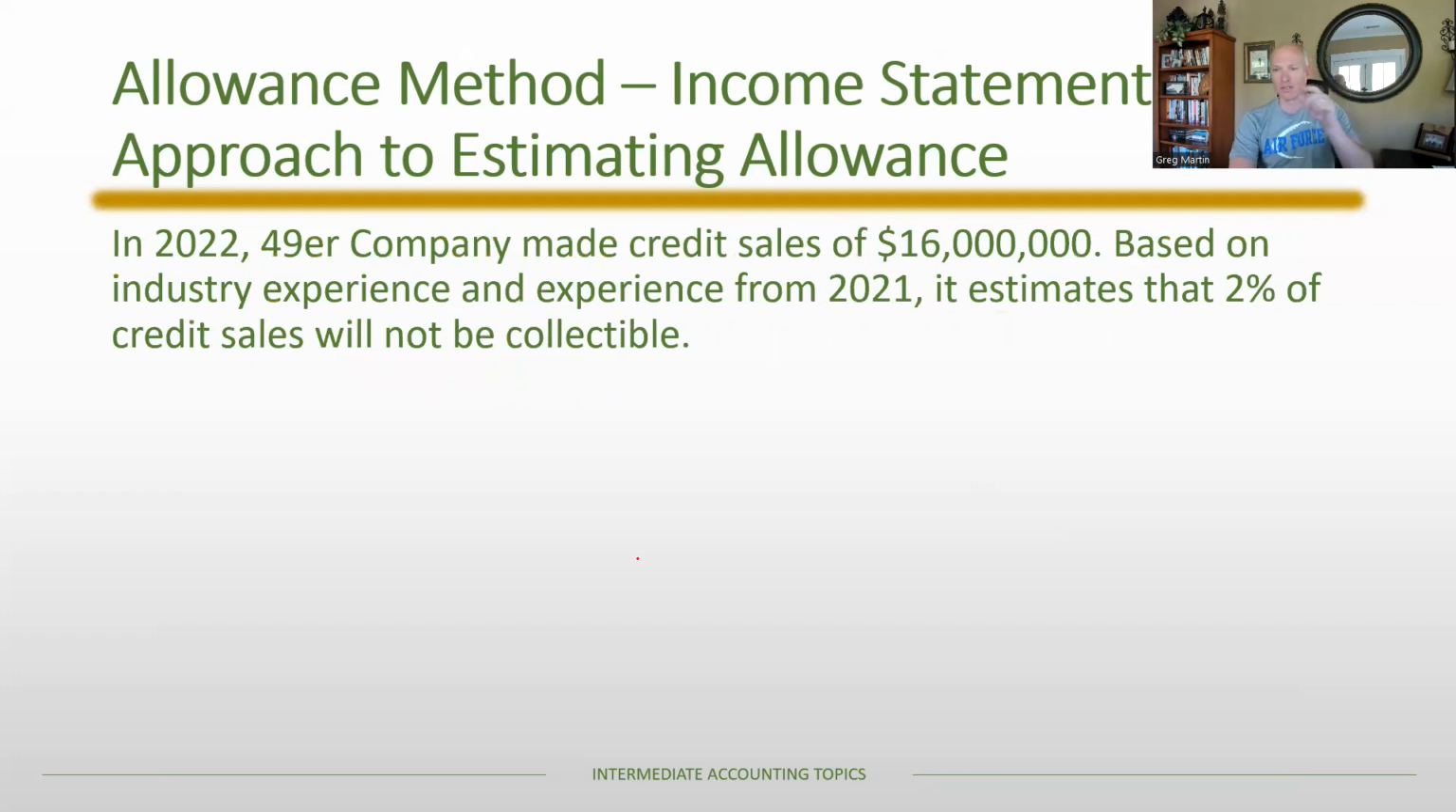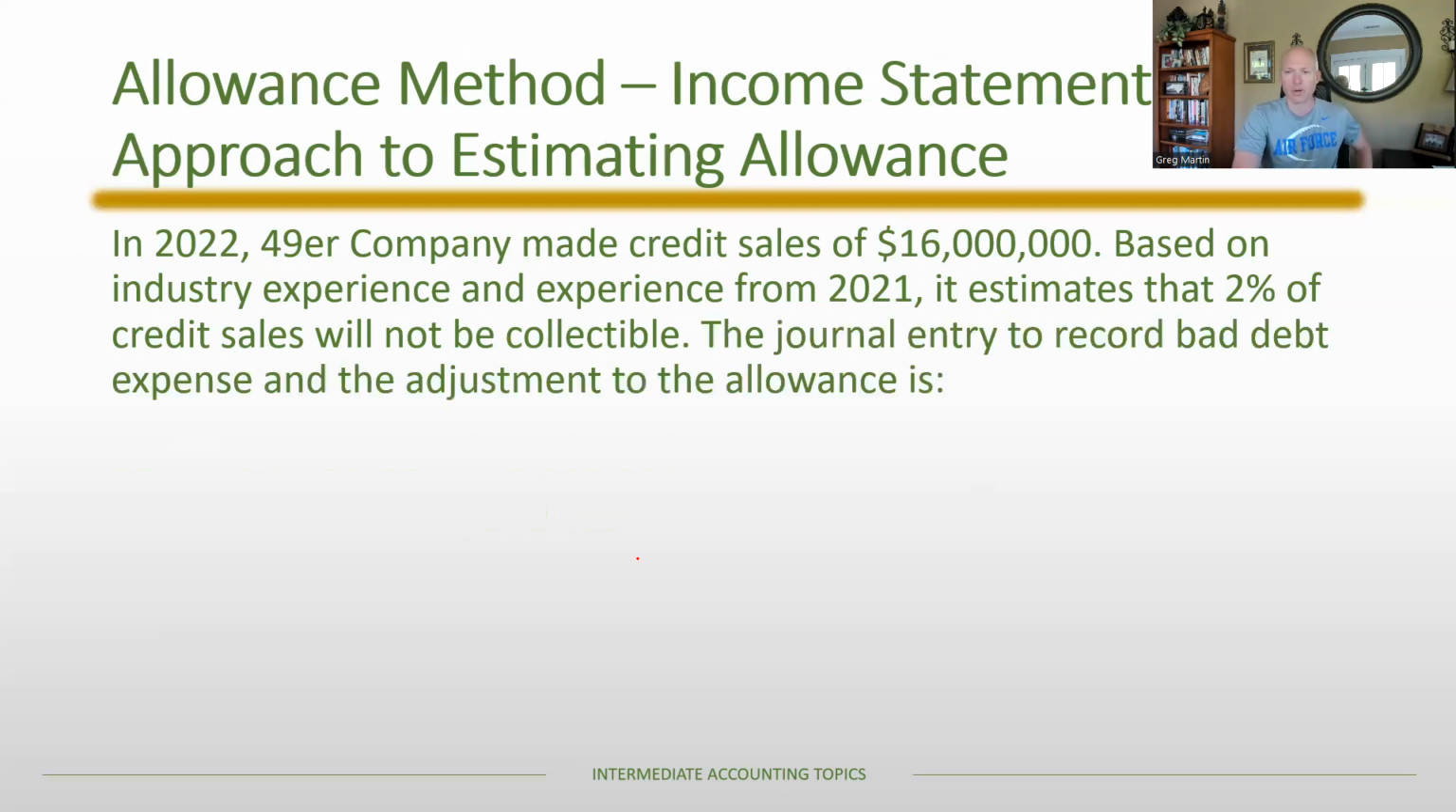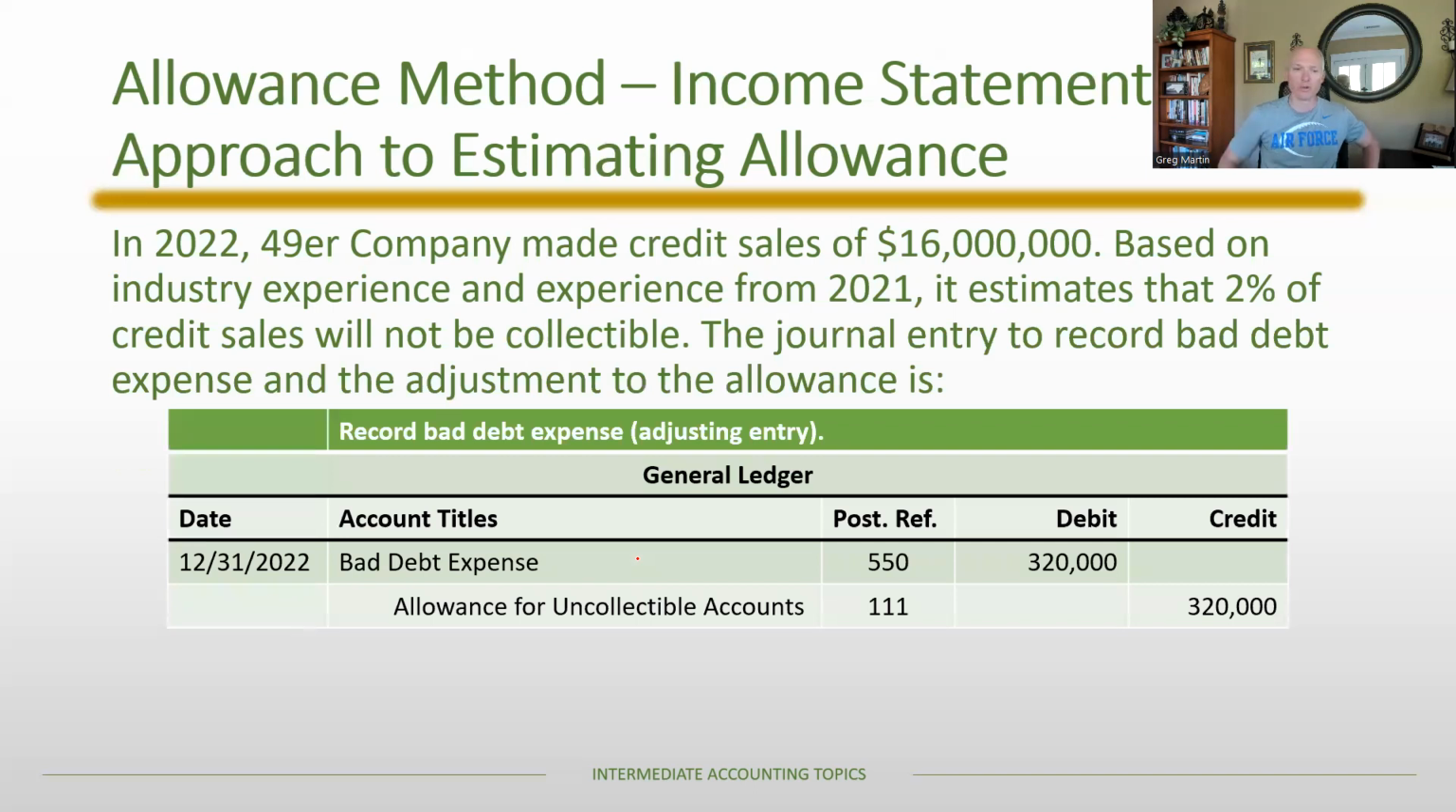So let's say credit sales of $16 million. And really, in their experience, they're not going to collect 2%. That's their prior experience; they think it's about 2%. What does that mean? Well, it means that our bad debt expense, based on our credit sales in 2022, should be about $320,000. And so you just throw that into a journal entry. You debit your bad debt expense and you credit your allowance for 320,000.